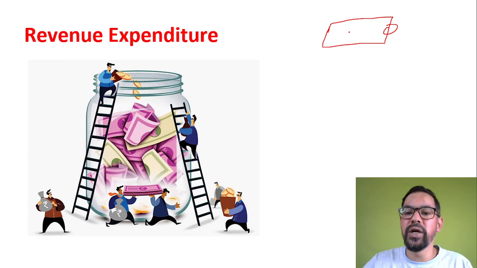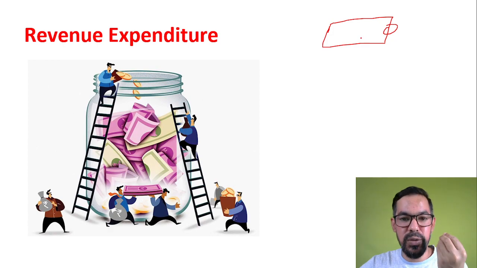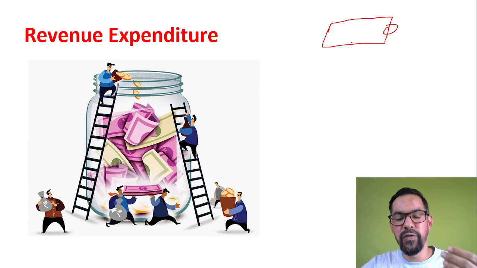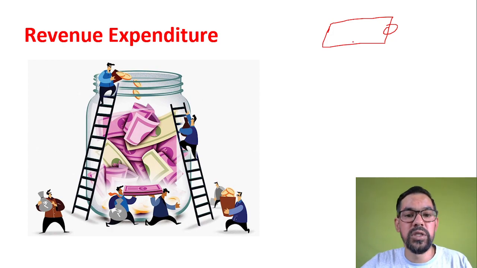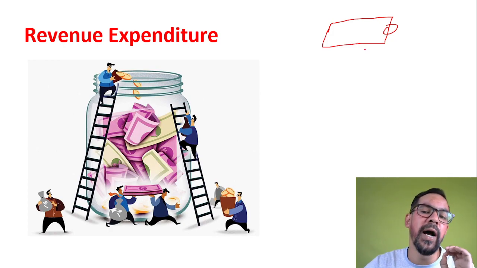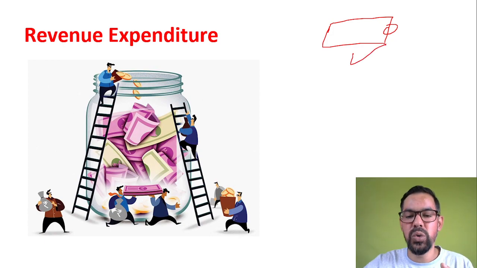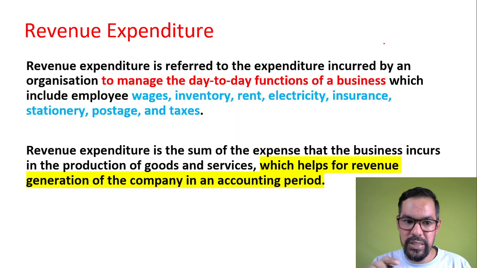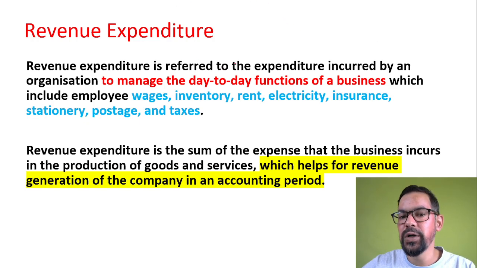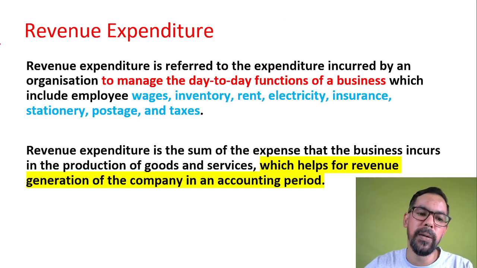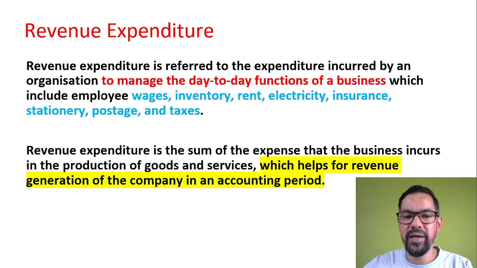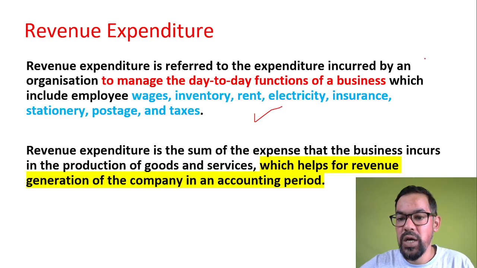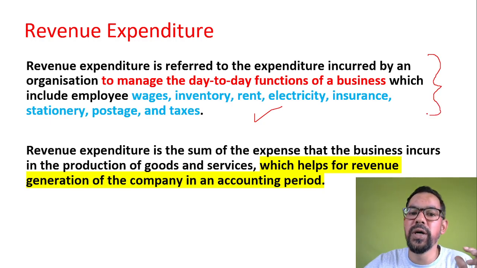Let's say to run this particular truck we need a driver, we need petrol, diesel, these kinds of things, or for office running we need some person, so wages and all. So these are all generally part of your revenue expenditure. They are generally short term in nature. Revenue expenditure refers to the expenditure incurred by an organization to manage the day-to-day functioning of the business, like wages, inventory, rent, electricity, insurance charges, stationery charges, postage charges, taxes, and all. These are the major examples of revenue expenditure.